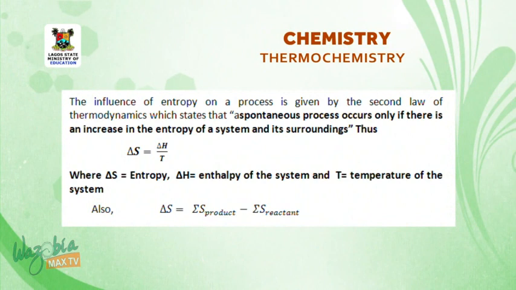The influence of entropy on a process is given by the second law of thermodynamics, which states that a spontaneous process occurs only if there is an increase in the entropy of a system and its surroundings. Thus, entropy change is given as delta S equals delta H over T, where delta S is the entropy change, delta H equals the enthalpy of the system, and T equals the temperature of the system. You can also calculate entropy change as the summation of the entropy of the products minus the summation of the entropy of the reactants.